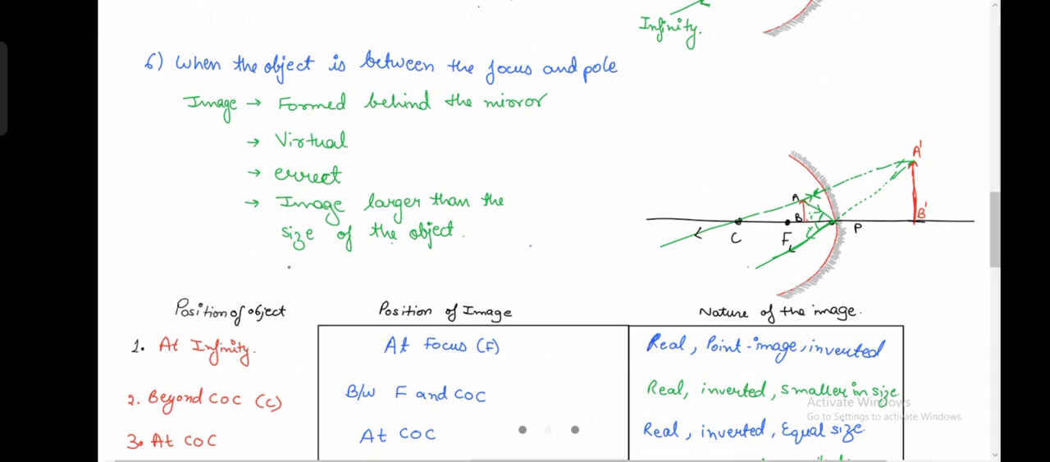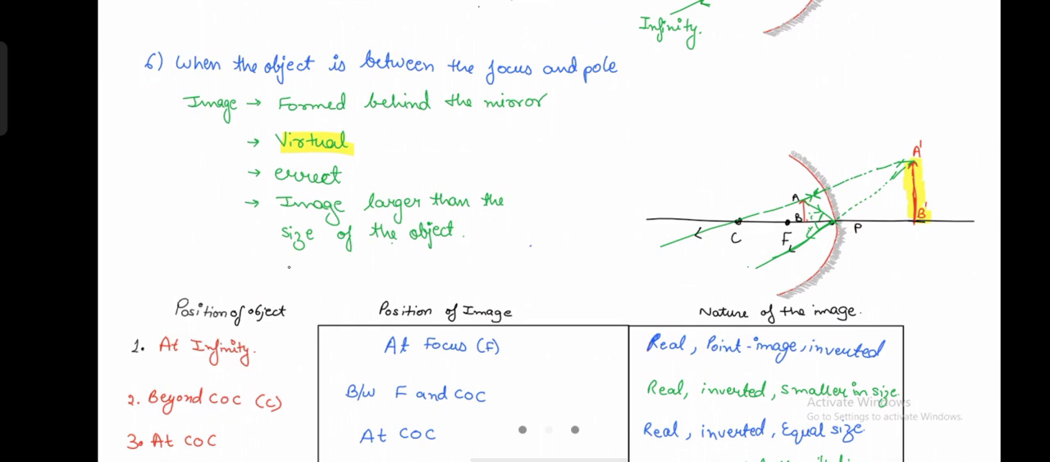What are the properties in this case? First of all, it is formed behind the mirror. Second, it is virtual. Till now we were understanding about the real image. Why real? Because they were formed on the same side as that of the object. But in this case, the image is formed behind the mirror, so this image will be called virtual. Is it erect? Yes, it is straight and erect, it isn't inverted. Now the image is larger than the size of the object. You see, the object AB is very small, while our image A dash B dash is larger.